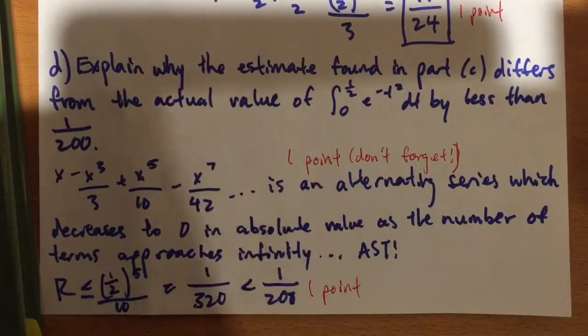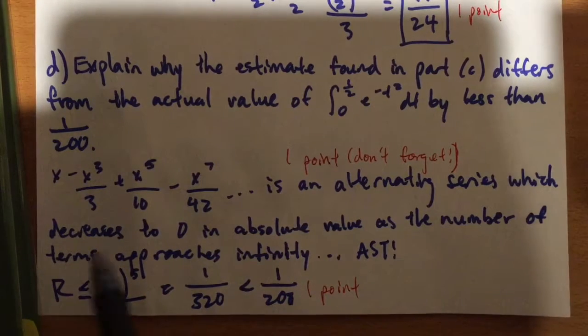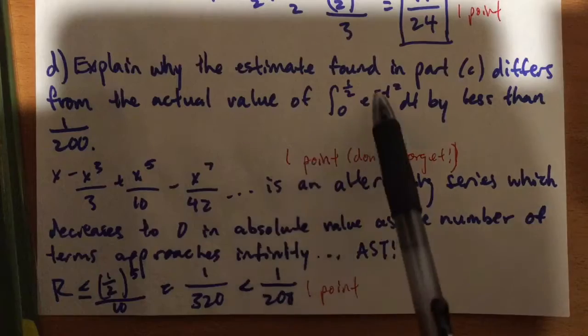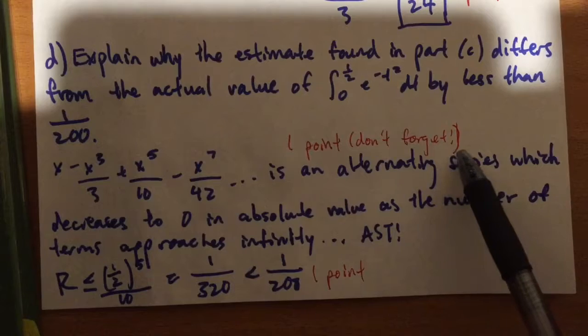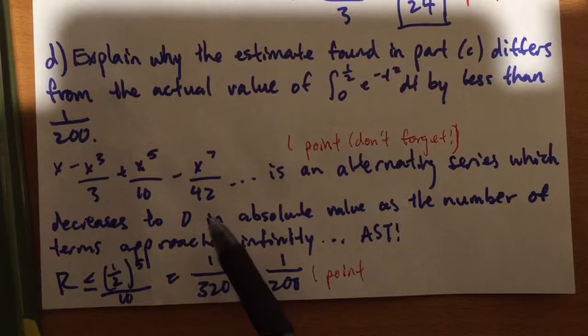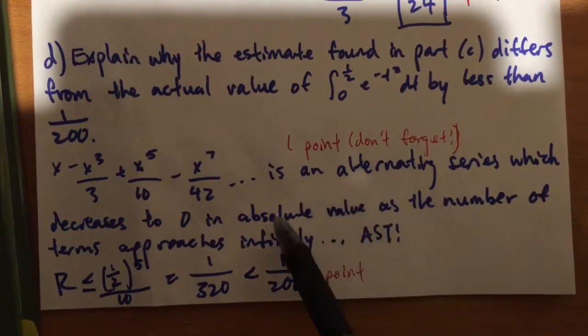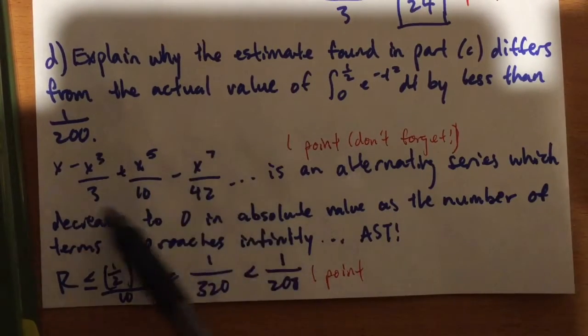Part D. Explain why the estimate found in Part C differs from the actual value of integral from 0 to 1/2 of e to the negative t squared by less than 1 over 200. The way we do this is we have to notice that our Maclaurin series for the integral of e to the negative t squared is alternating. Not only that, but it also is positive and decreases to 0 as the number of terms approaches infinity. Altogether, this means that we can apply the alternating series error to our Maclaurin series for the integral.